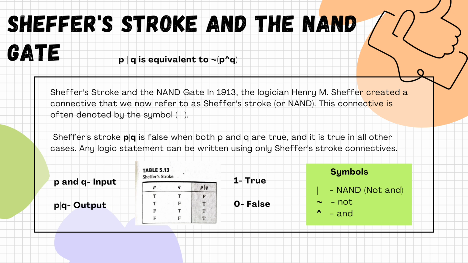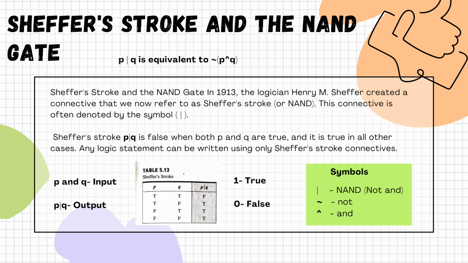So, take a look at the table 5.13. We have here the truth table. So, sa Sheffer stroke, magiging false lang ang output mo kung ang input mo ay both true. And the rest, true na silang lahat. Whether false to false, true false, false true.